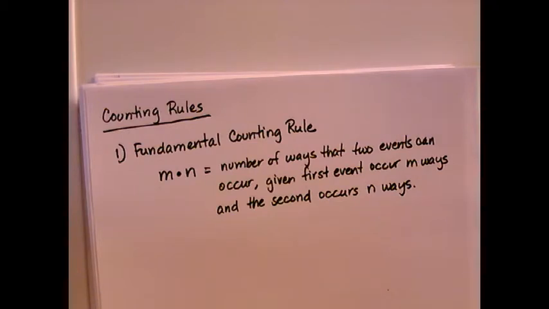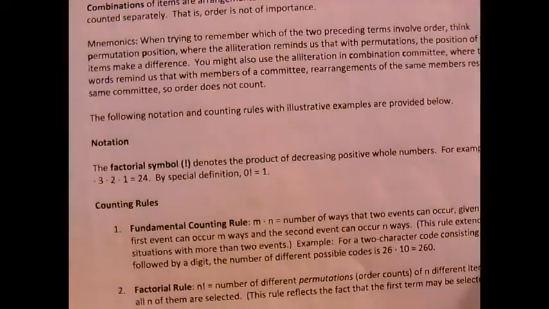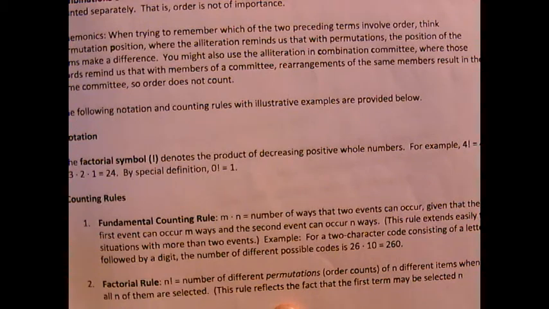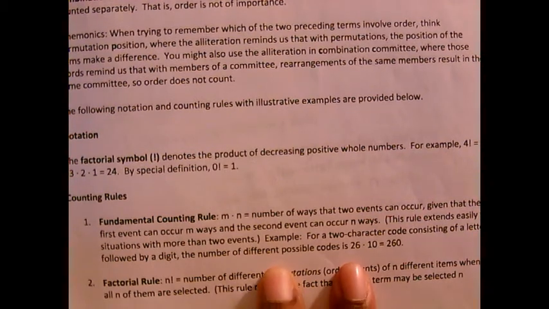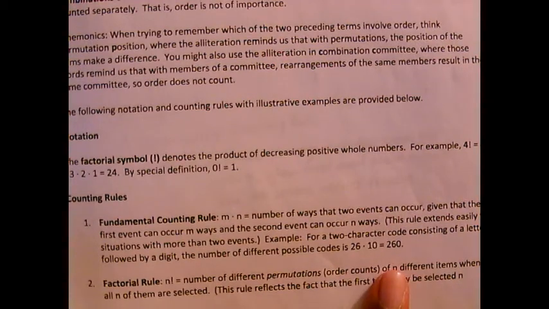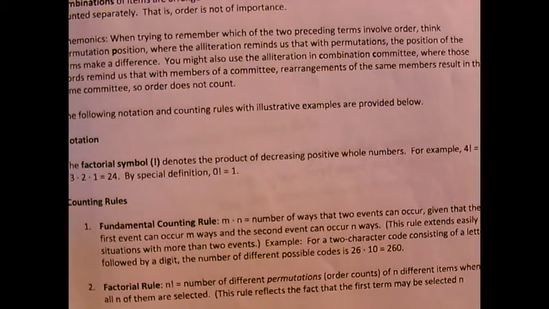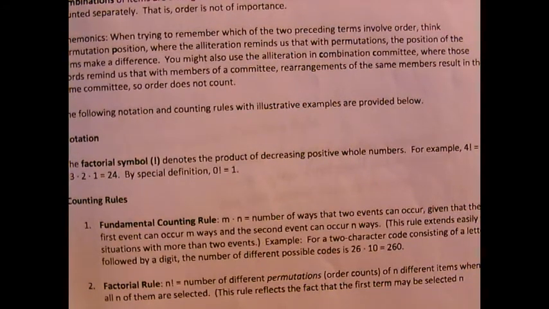Okay. And one example of that would be this. If you have a 2-character code that consists of a letter followed by a digit, then the number of different possible codes will be 26 times 10. 26 because there are 26 letters in the alphabet, and there are 10 digits in our number system. 26 times 10, that would give you 260 different possible codes. Okay.